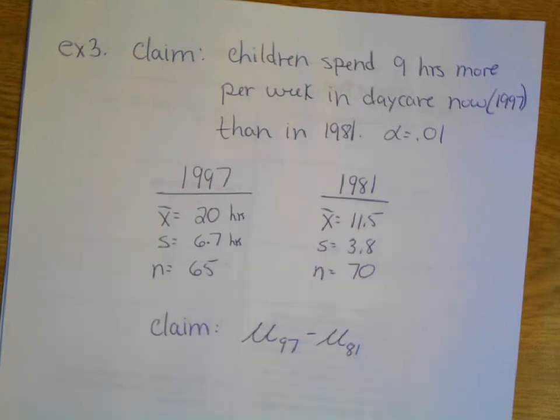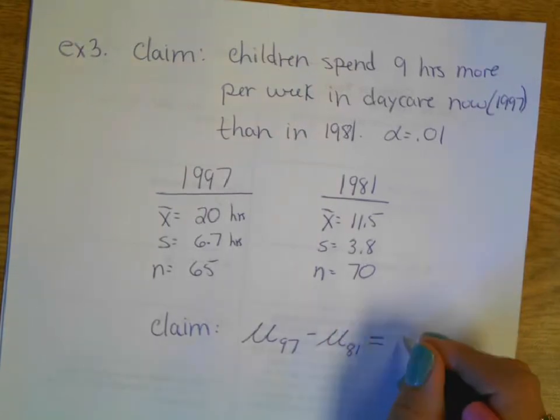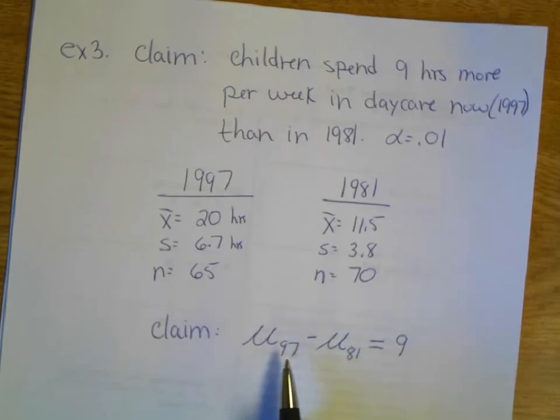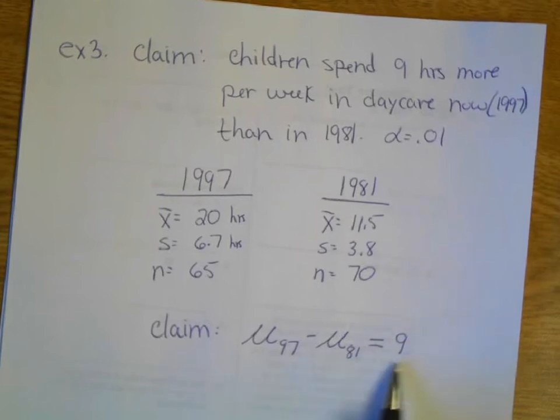What are we saying that means? The order? It is equal to 9. Does this say that they spend 9 hours more per week in 97 than in 81? Does the sentence say that? If I had done 81 minus 97, how would this sentence have changed? Negative 9. So you can write it either way. Either one can come first, but you just got to know what to do with the number.